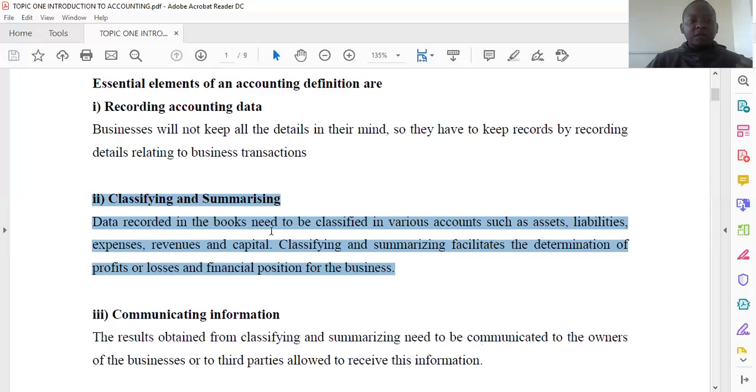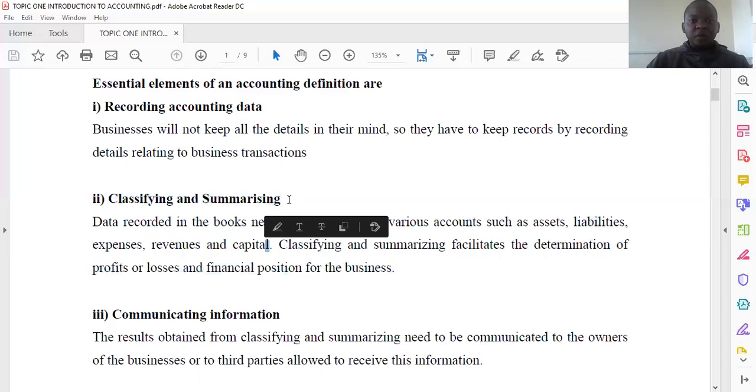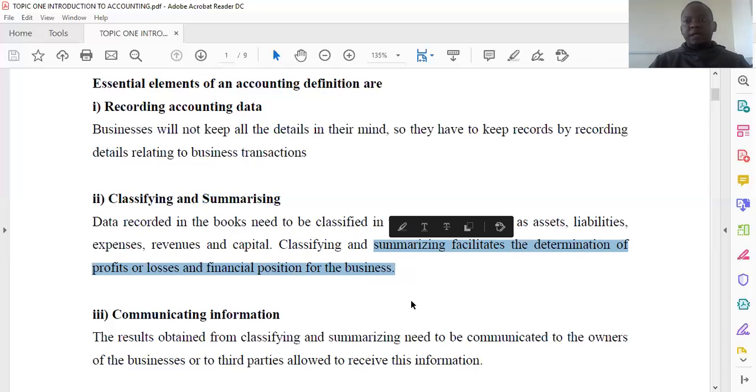And then we have summarizing, which is another key element of an accounting definition. Summarizing facilitates the determination of profits and losses. We have many transactions taking place in a given period of time.